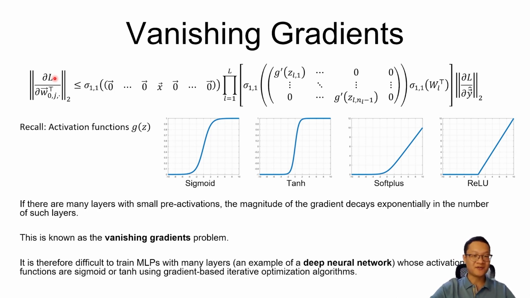So that's why with multi-layer perceptrons with many layers, which is an example of a deep neural network, if we use the sigmoid or the hyperbolic tangent activation, it's very easy to get into this vanishing gradient problem.